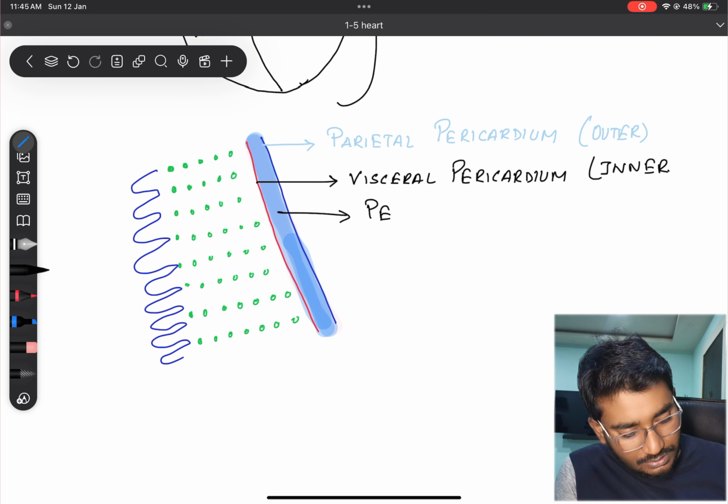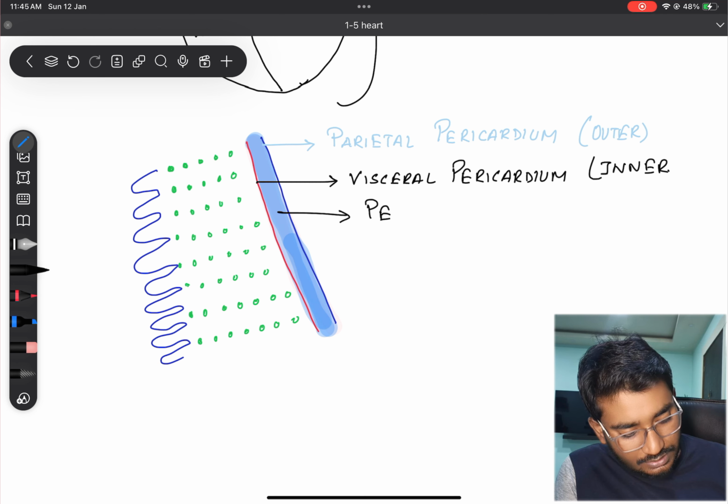So what is the function of the pericardial fluid? What is this pericardial fluid and why is it there? It reduces the friction between the two walls of the heart. Any fluid between the walls of an organ is actually there to reduce the friction between the two walls of the organ. So its function is to reduce friction between these walls.